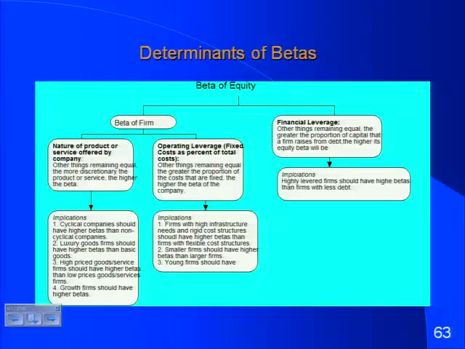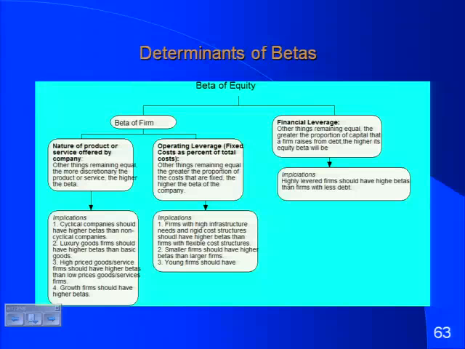Let's look at the implications. If you're a cyclical company, you should have a higher beta than if you're a non-cyclical company. If you're a luxury retailer, you should have a higher beta than if you're a discount retailer. Walmart should have a lower beta than Tiffany's. If you sell high-priced products, you should have a higher beta than if you sell low-priced products, because with high prices, it's far more discretionary. People are not doing well, they're not going to buy your products.